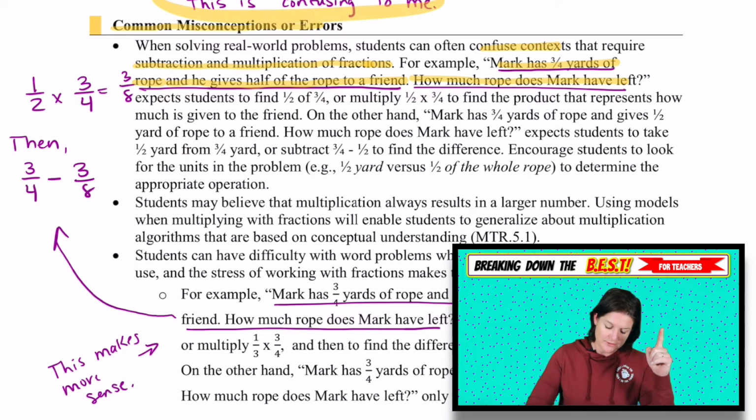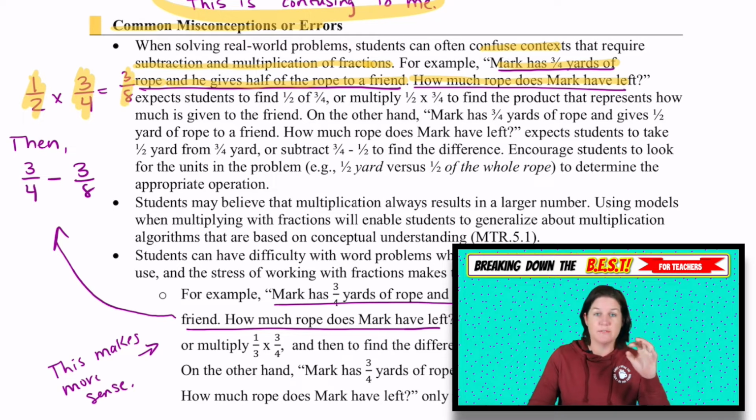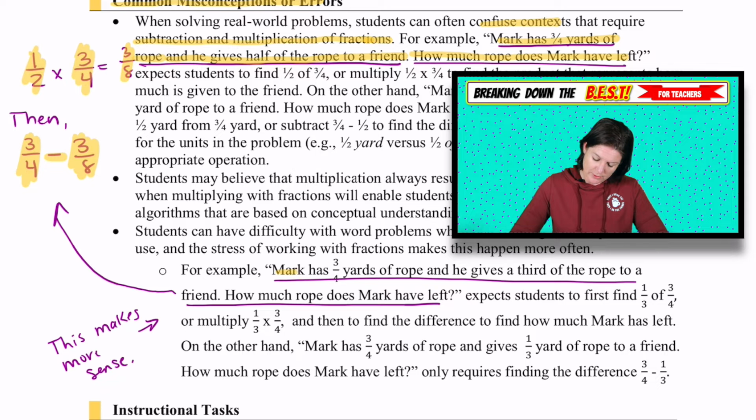To me, this means that he has half of 3/4, which is what he gives to the friend. He gives the friend 3/8 of the rope. But in order to figure out how much he has left, you then have to take what he had originally, 3/4 of a yard, and subtract it by what he gave to the friend, which was 3/8, which is what's demonstrated down here. Mark has 3/4 yard of rope, and he gives 1/3 of rope to a friend. How much rope is left? Expects the student to find, yeah, this makes sense.